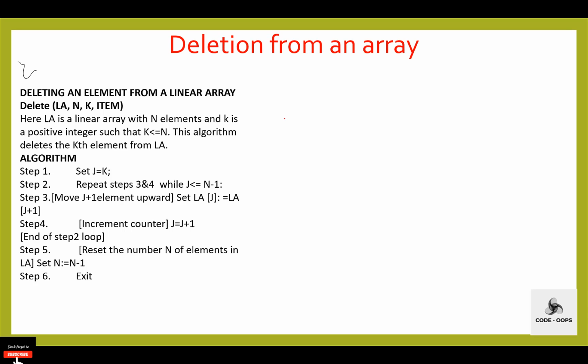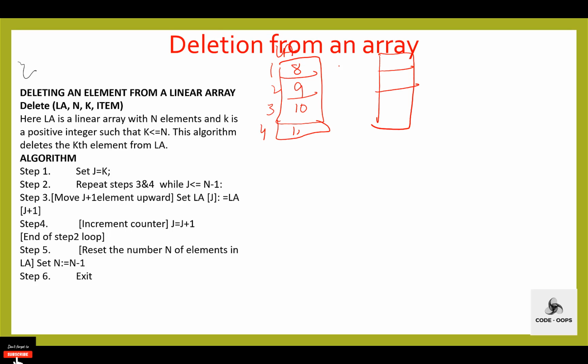This is a complete algorithm to delete an element from an array. L is a linear array and n is the number of elements in this array. The number of elements in this array is 4 and k is the position from which the element has to be deleted. The value of k is 2. We have to delete the element at index 2, and item is equal to 9. The element at index 2 is 9.